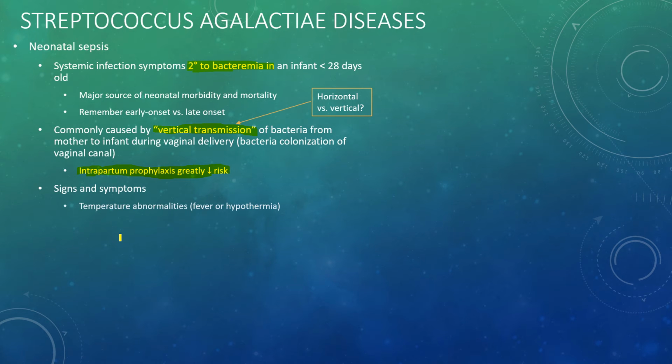Signs and symptoms of neonatal sepsis. Temperature abnormalities. Remember, babies do not have a fully functional and fully mature hypothalamus, so their temperature may be unstable. So they can actually get hypothermia with infection instead of just fever like us adults. Lethargy and poor feeding due to neurologic symptoms. The bacteria can seed the brain and cause meningitis.